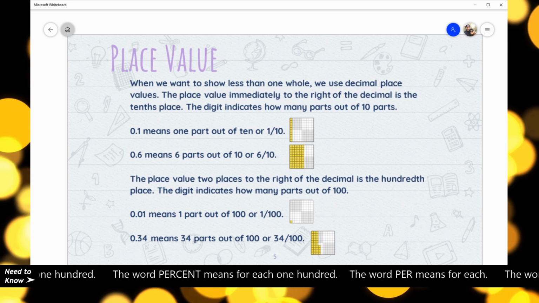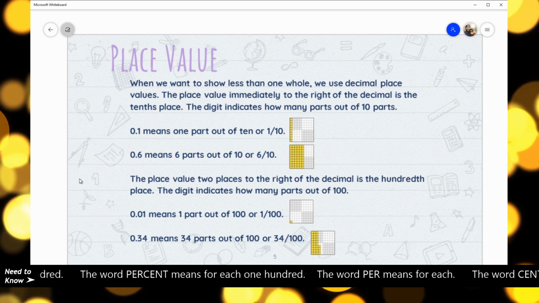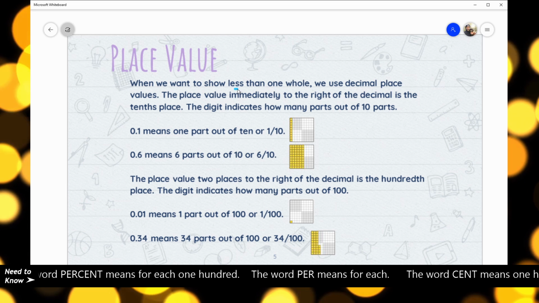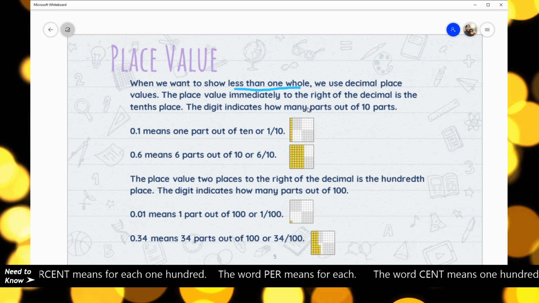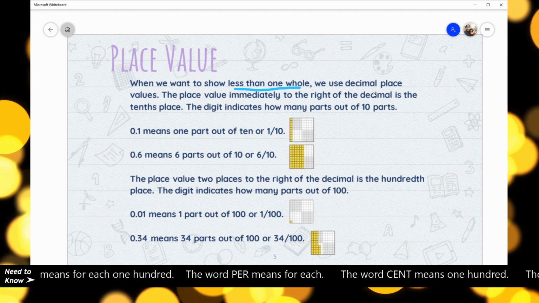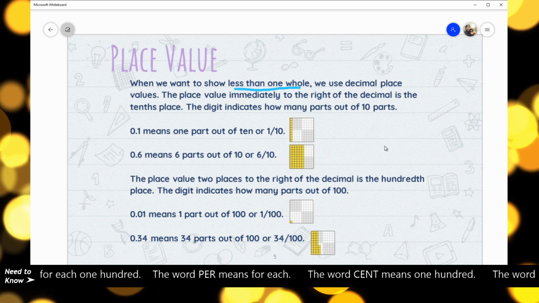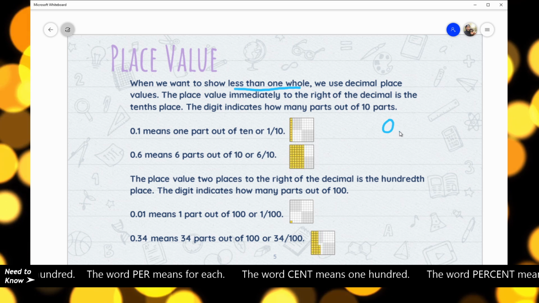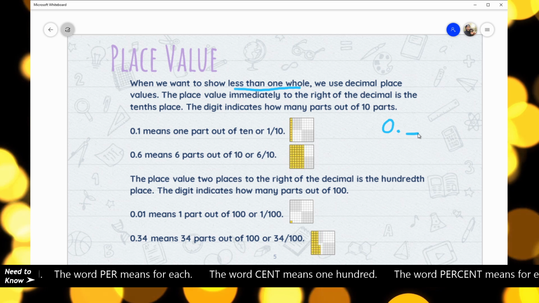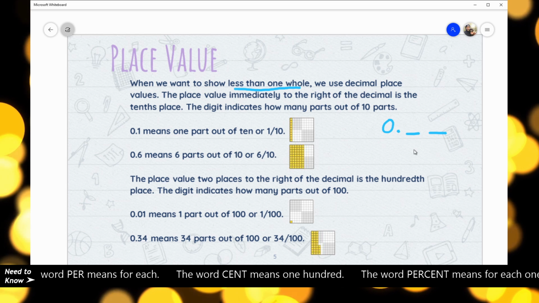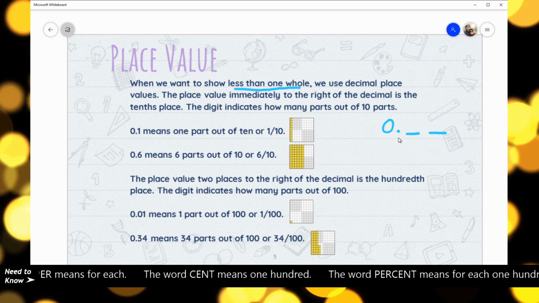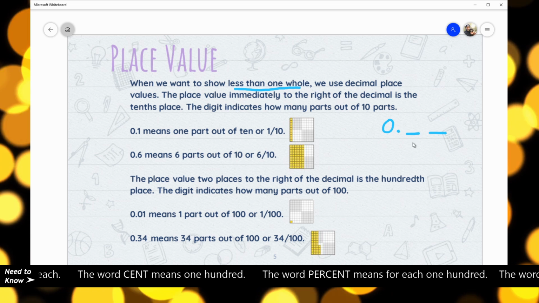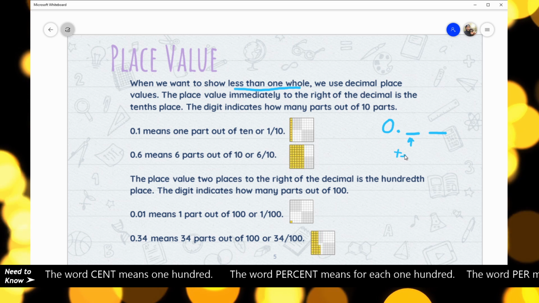So the place values we talked about are greater than one whole. We also use place value when we want to show less than one whole. When we want to show less than one whole, what we do is we use decimal place values. Okay, so we have a ones place. We always have a ones place. Here's our decimal. And we're going to talk about the two place values directly to the right of the decimal point. Okay, so the place value immediately to the right of the decimal is the tenths place. So this guy is the tenths place.